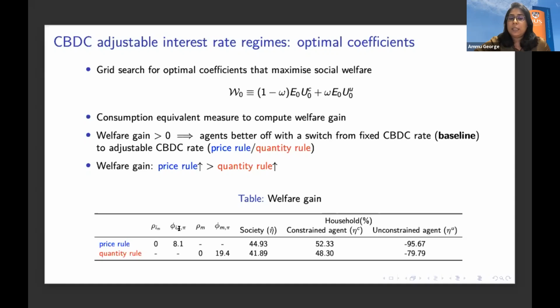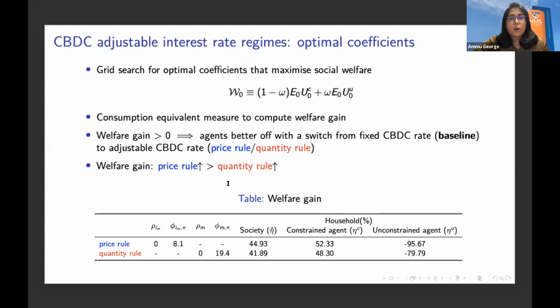Here, the inflation feedback coefficient of the price rule is 8.1. This would mean that an increase in the annualized forward-looking inflation by 1% would reduce the spread between CBDC and bond interest rate by around 2%, because this coefficient is divided by 4. For the quantity rule, this coefficient is 19.4, which means that an increase in the annualized inflation by 1% would result in the removal of the annualized CBDC ratio from the economy by around 4%.